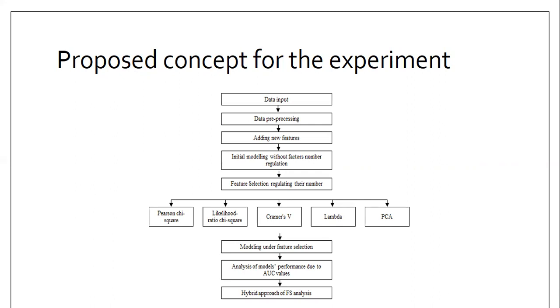So we provide an analysis to compare results for AUC values between initial models and models under feature selection. AUC values stand for the capability of credit models to correctly identify the behavior of a potential borrower to pay back a loan. And as a final step, we applied a hybrid approach of feature selection analysis to obtain the optimal number of features that conduces to a credit scoring accuracy increase.